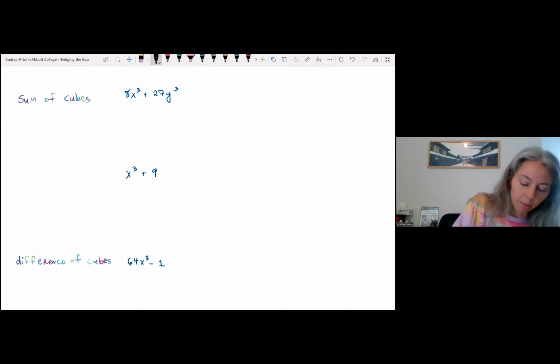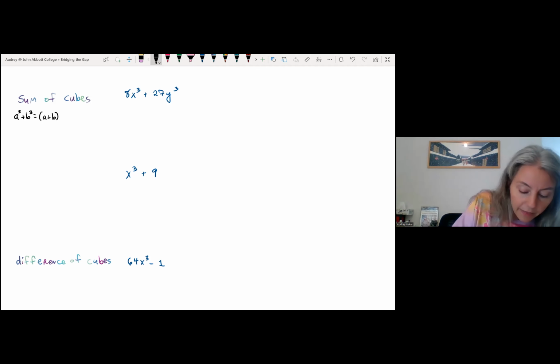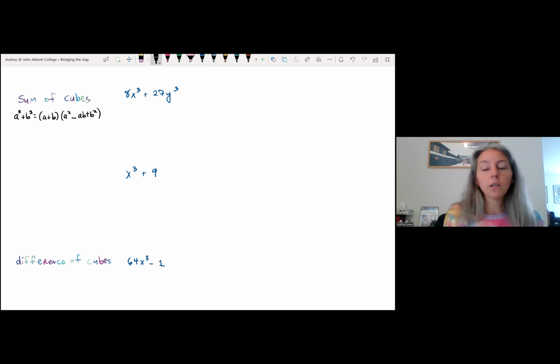So first, we'll just remember that the sum of cubes formula is a cubed plus b cubed is equal to a plus b. It's a sum, so my first sign there is going to be a plus, and then a squared minus, the sign changes, ab plus b squared. So my goal here is going to be to identify a and b.